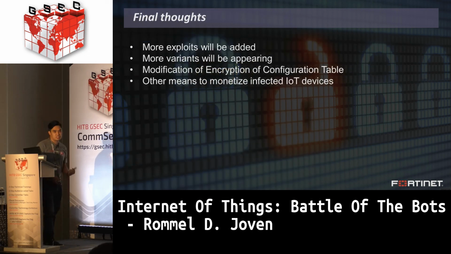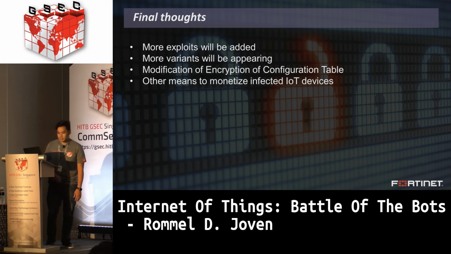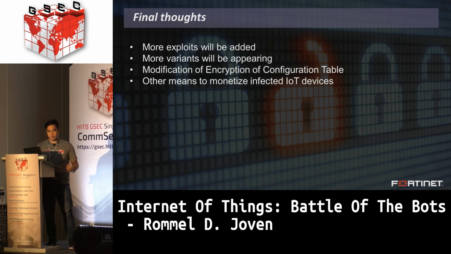And now some final thoughts on Mirai variants and our talk today. We still expect more exploits to be added, and more variants to appear. Another thing is a modification of the encryption of the configuration table; since it's already predictable, maybe some malware author will try to change it. Next are other means to monetize infected IoT devices, other than crypto mining and proxy servers. As of now, many have used, experimented with, and modified the code for their own liking and purpose. Many variants want to have a piece of the IoT pie, and they are battling to compromise more and more vulnerable IoT devices. So the question still remains: who will be the next Mirai?